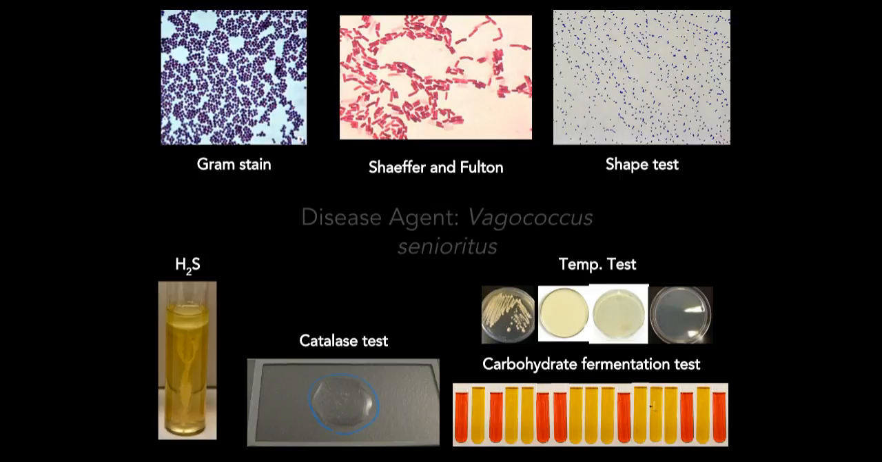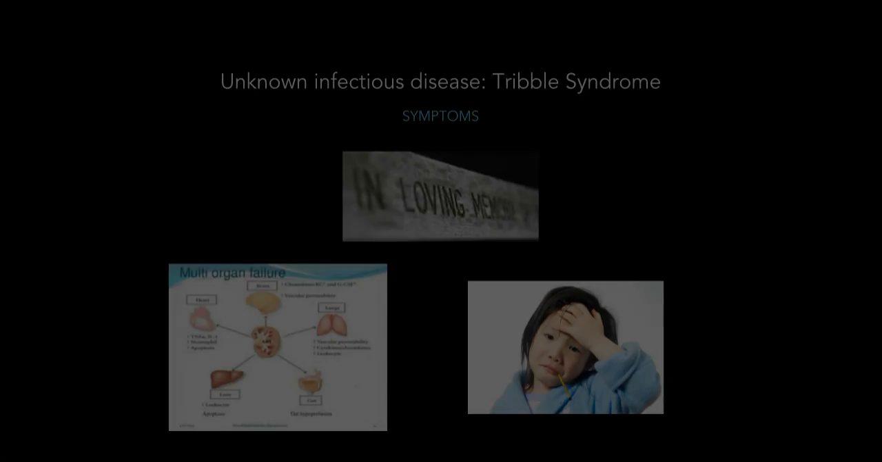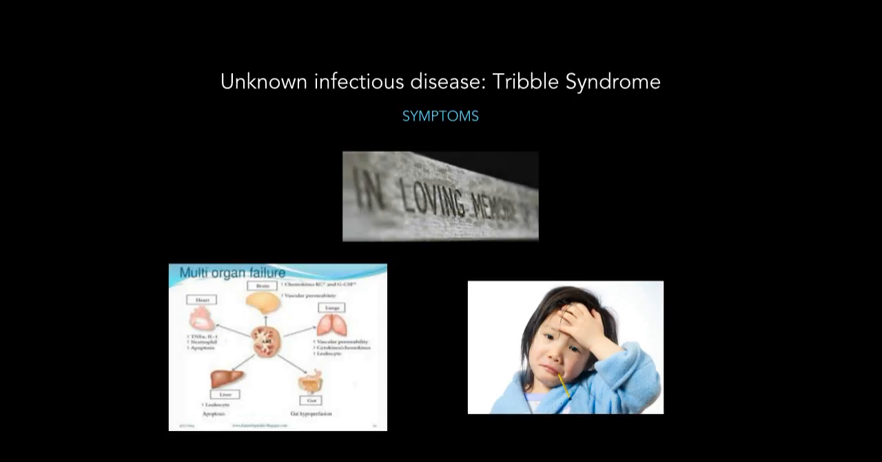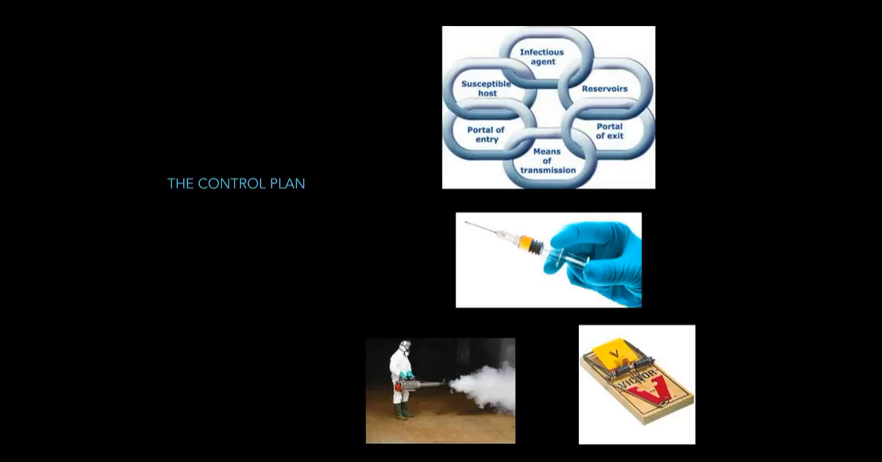senioritis. So the next stage we're going into, we talked a little bit about multiple organ failure, flu-like symptoms. 9 out of the 10 patients that got the disease actually passed away. Okay, cool. So now we're going to jump into the control plan. Awesome.